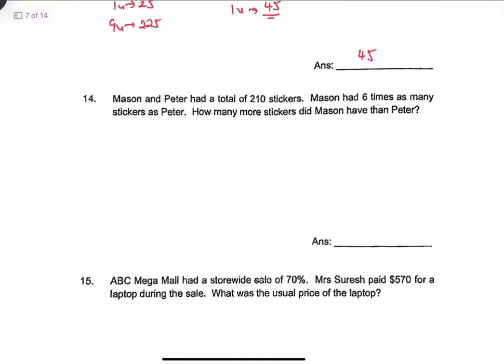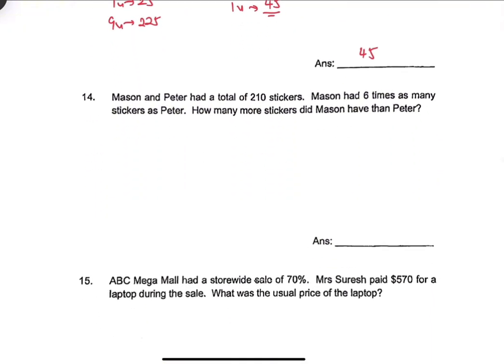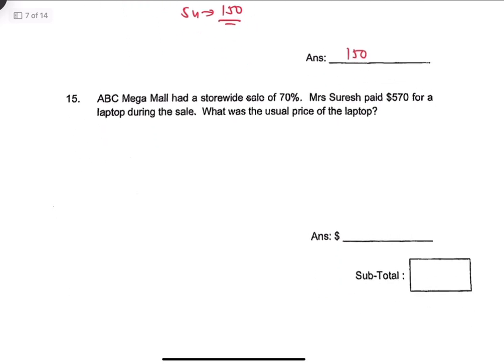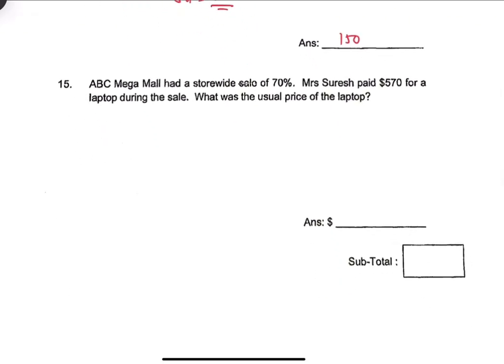Next question. My son and Peter had a total of 210 stickers. My son has 6 times as many as Peter. So my son is 6 units, Peter is 1 unit, and the total is 7 units, which is 210. This will give you 1 unit is 30. But the question asks you, how many more stickers did my son have than Peter? Their difference is 6 minus 1, which is 5 units. Hence, the answer is 150. Okay, so your calculation must be very good, so that will eliminate your careless mistakes.